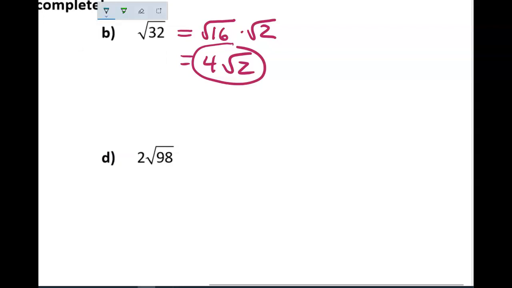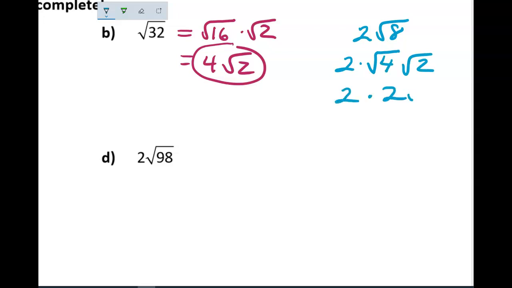Now, perhaps you got instead, how about 2 times the square root of 8? That means that you simplified it, but you didn't simplify it all the way. If you simplified and you got 2 times the square root of 8, that's 2 times the square root of 4 times the square root of 2, which is 2 times 2 times the square root of 2, which is 4 times the square root of 2. There's an extra step if you pick a smaller perfect square that divides evenly into the radicand.